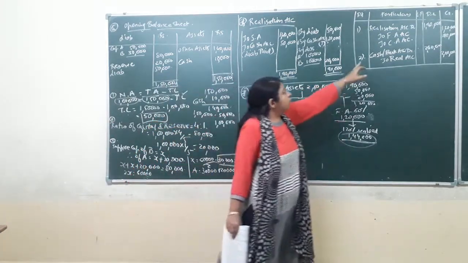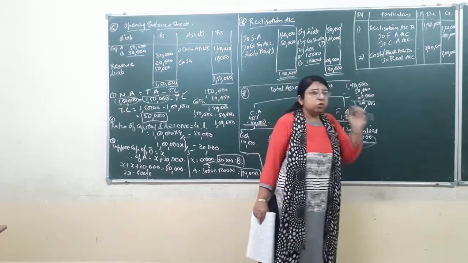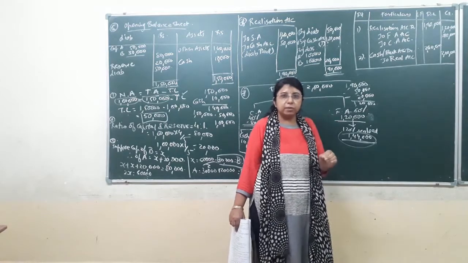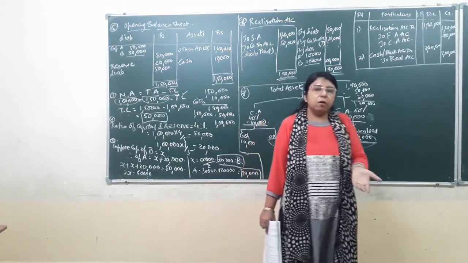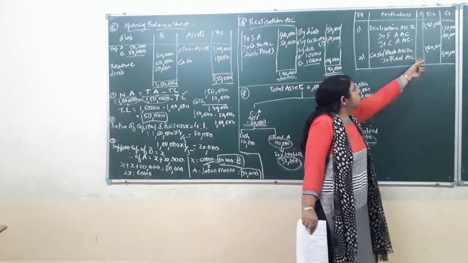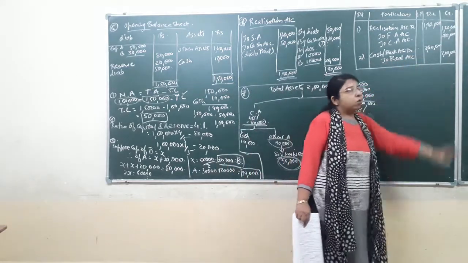So the next journal entry would come when those assets are sold out and their realized value is recorded in the realization account, and because of the sale of assets, cash or cheque would come in. So cash or bank account would be debited, to realization account credit.